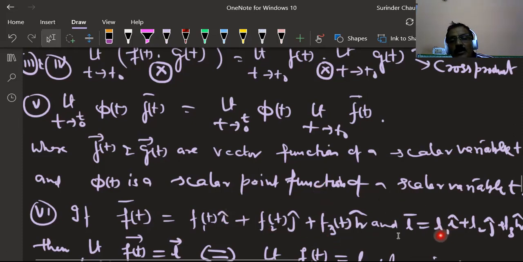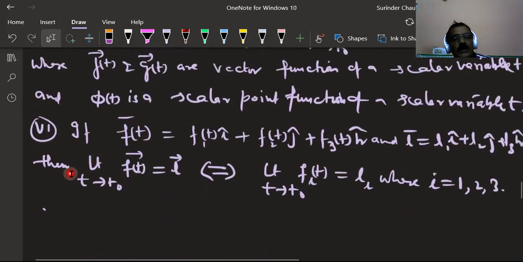Then the limit of that will be equal to L, and L will also have three components. This means if the limit as t approaches t naught of f vector t is L vector, then the limit of the first component f1 will be L1, the limit of f2 will be L2, and the limit of f3 will be L3. So if the limit as t approaches t naught of f vector t is equal to L vector, when will this be true?